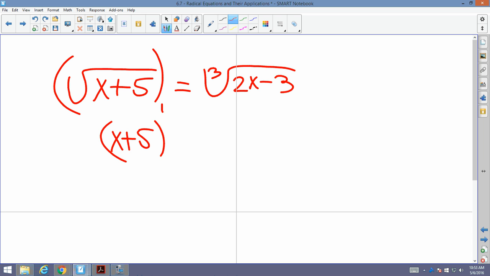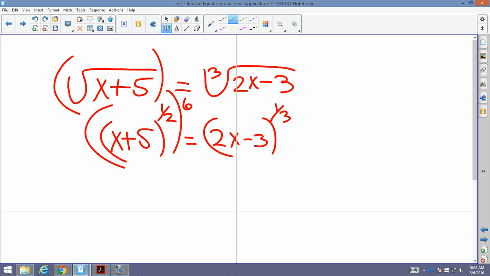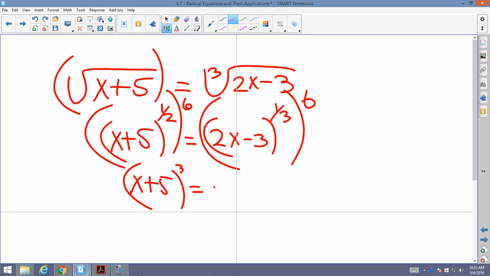It's x plus 5 to the 1/2. This is 2x minus 3 to the 1/3. What if I raise everything to the 6th power? Now I've got x plus 5 cubed equals 2x minus 3 squared. It's going to be equally ugly, but yes, you can get to it.